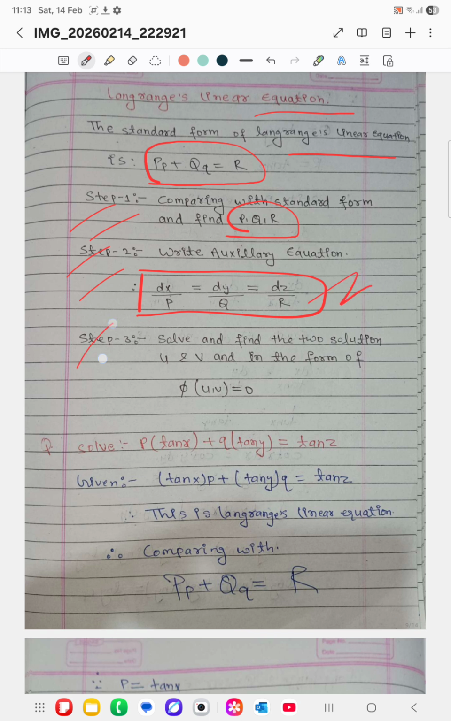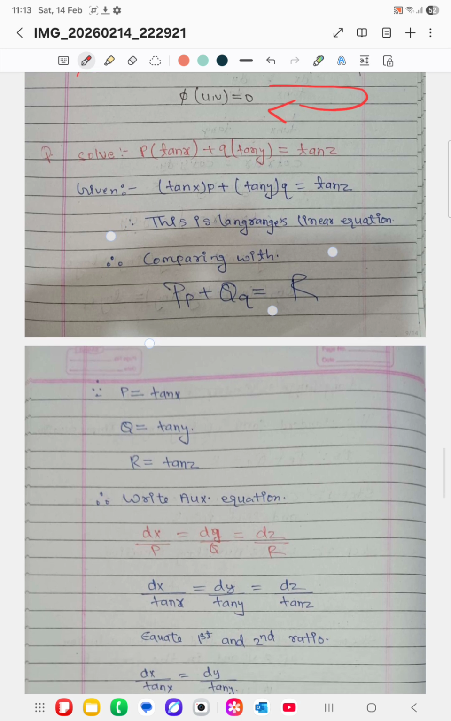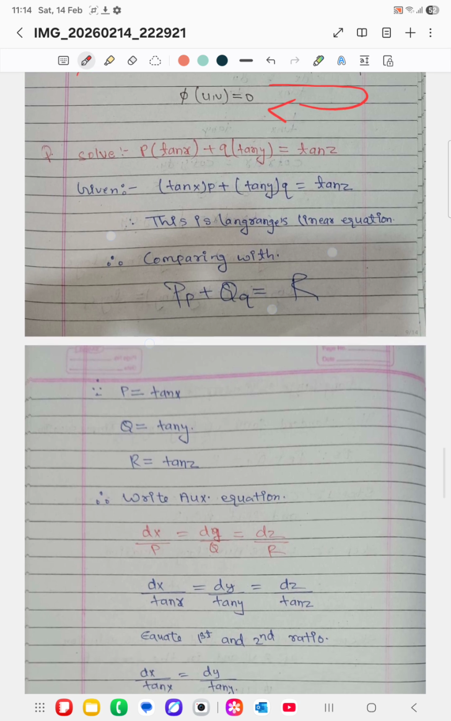Okay, and now in step 3 solve and find the two solutions u and v. Okay, and then write in the form of phi of u, v is equal to 0. So let us see a problem based on the Lagrange's linear equation.